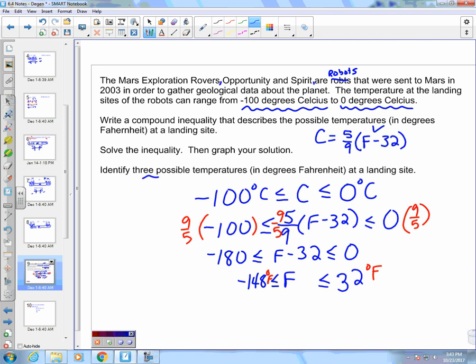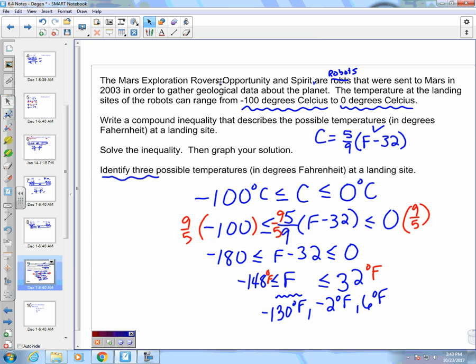The last thing that it asks us to do is to identify 3 possible temperatures in degrees Fahrenheit at the landing site. Any number that is between negative 148 degrees Fahrenheit and 32 degrees Fahrenheit would be an awesome answer. You could have negative 130 degrees Fahrenheit. You could have negative 2 degrees Fahrenheit. We could have 6 degrees Fahrenheit, plus many, many other choices.